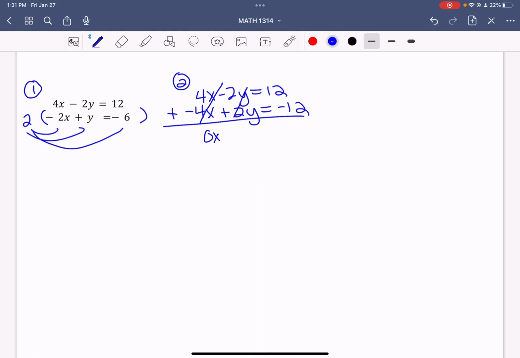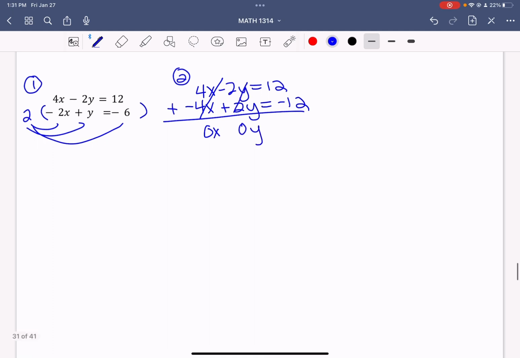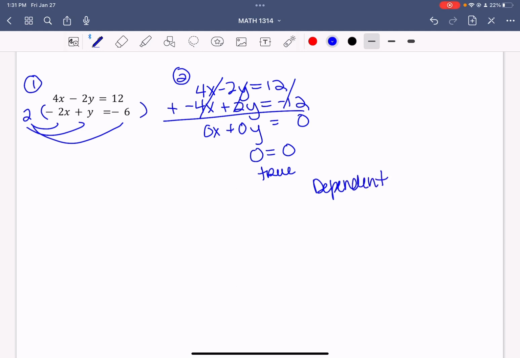So this cancels. That cancels, and that gives me 0. Well, that gives me 0 equal to 0. That's weird. True statement. This is true. 0 does equal 0. This is the situation that we started with. This is where you have dependent or coinciding equations.